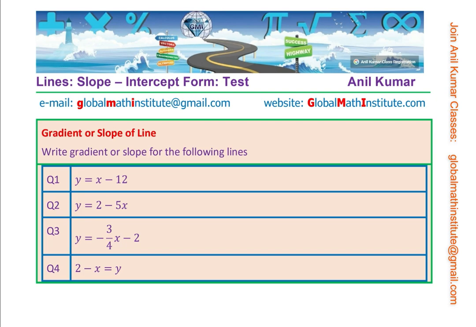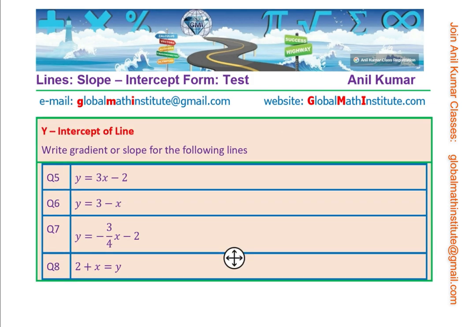So here are the first 4 questions in which you need to find the gradient or the slope of the line. Basically, you have to write in the form of y equals mx plus b and find what m is. So m gives you the gradient. 4 equations are given to you here.